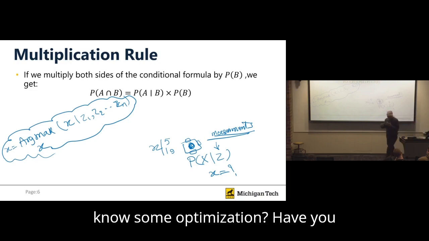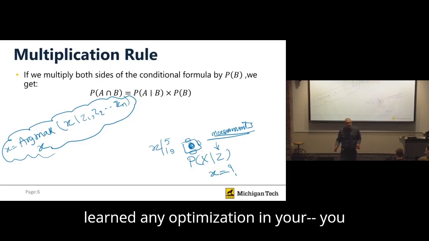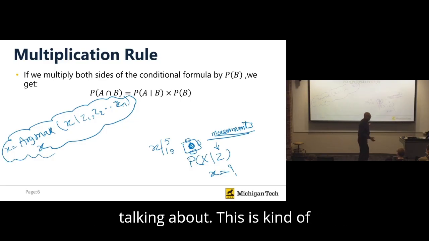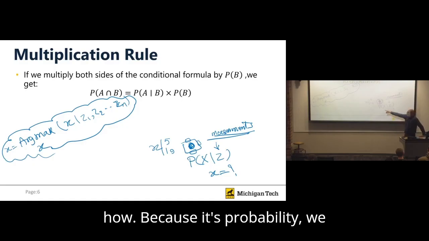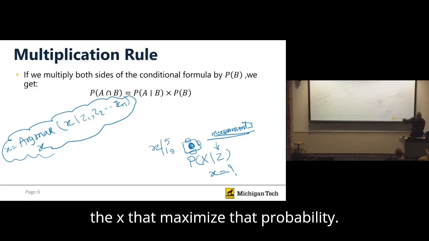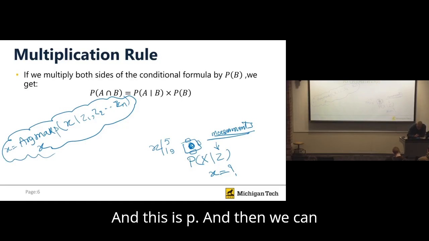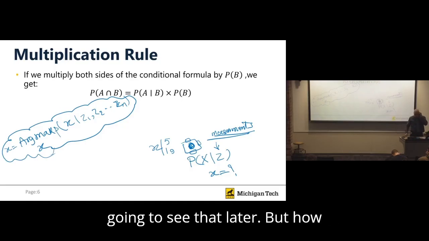Do you know some optimization? Have you learned any optimization? You had some optimization, so that's what I'm talking about. This is a kind of optimization. We change that to an optimization problem. Because it's probability, we can take the argmax, finding the X that maximizes that probability. There are so many ways. We're going to see that later.